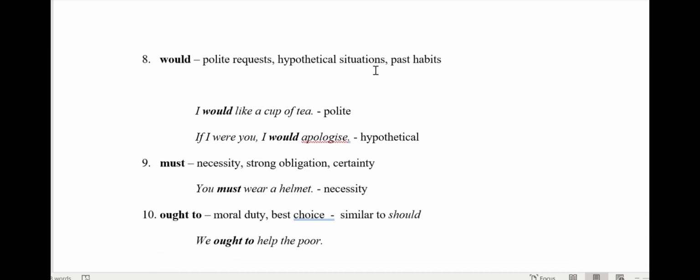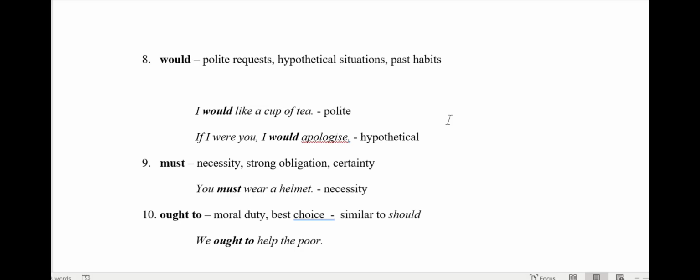Hypothetical situations are imaginary situations and also speak about past habits. I would like a cup of tea. So it's a polite request. I would like, that is, I want to have a cup of tea. Or you say simple words, I want a cup of tea. So it is, I would like a cup of tea. It is a very polite request.